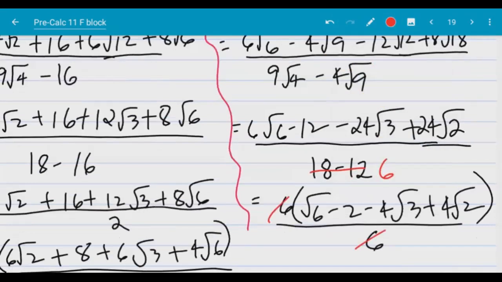Okay? So let's just verify our answers. The answer is root of 6 minus 2 minus 4 root of 3 plus 4 root of 2.